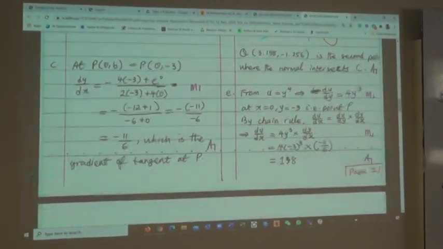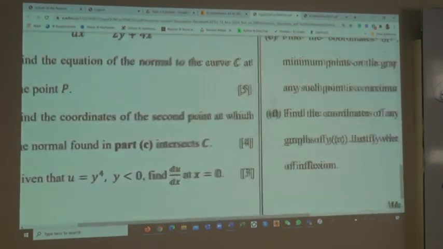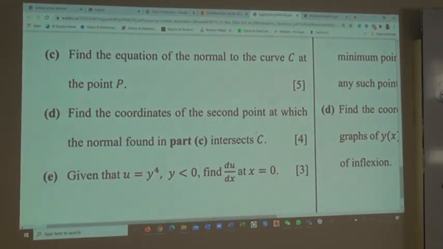Understand? And the last but not the least, the question says, if u equals y to the power 4, where y is less than 0, find du/dx at x is equal to 0. Now the point x is equal to 0 is not strange to us. We already know the point x is equal to 0. That is where y is equal to minus 3. So we already know that. And we also know the gradient.